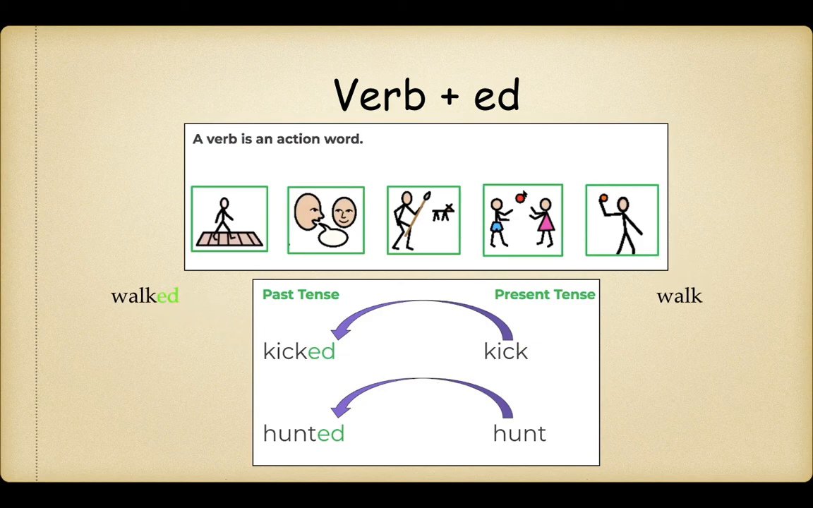Are there any other ed ones that we could have? So you could have I walk to school, and then change that to past tense and say I walked to school. And you could also have I talk to my friend, which means it's happening right now in the present tense. Or if you say I talked to my friend, it means that it's happened in the past. So talked is in the past tense, and so is walked.